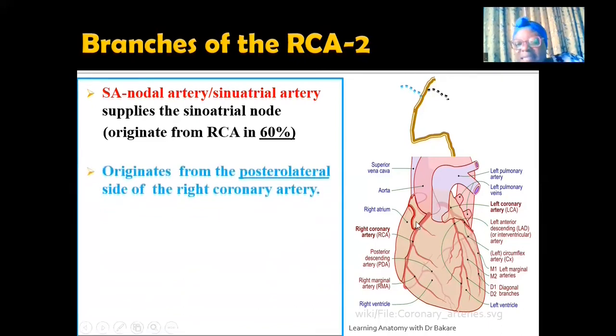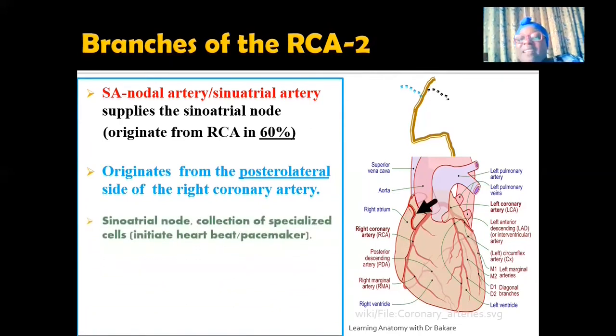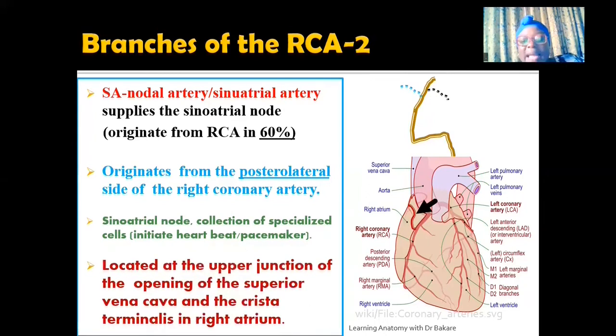If you look at it in this image, this is the sinoatrial artery, and you see it emerging from the posterolateral side of the right coronary artery. Remember, these are right coronary arteries. So you see it emerging at the posterolateral border of the right coronary artery. Of course, it goes towards the right atrium where it will be supplying the sinoatrial node. The sinoatrial node is a collection of specialized cells that is responsible for the initiation of heartbeats. They are also the pacemaker of the heart, and that is what the SA nodal artery is going to supply.